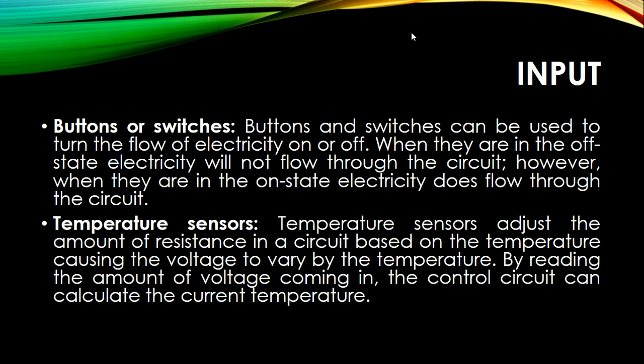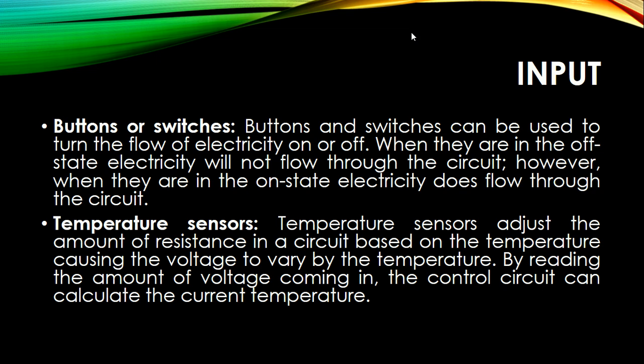An actual example of buttons or switches is the switches that can be found in your rooms for lighting the room. So that's already an actual example of a switch. And then temperature sensors. Temperature sensors adjust the amount of resistance in a circuit based on the temperature, causing the voltage to vary by the temperature. By reading the amount of voltage coming in, the control circuit can calculate the current temperature.